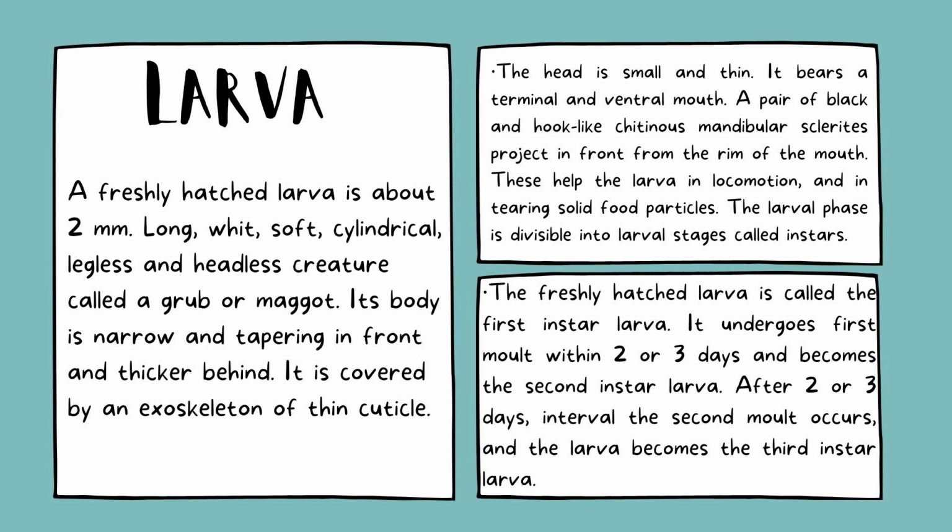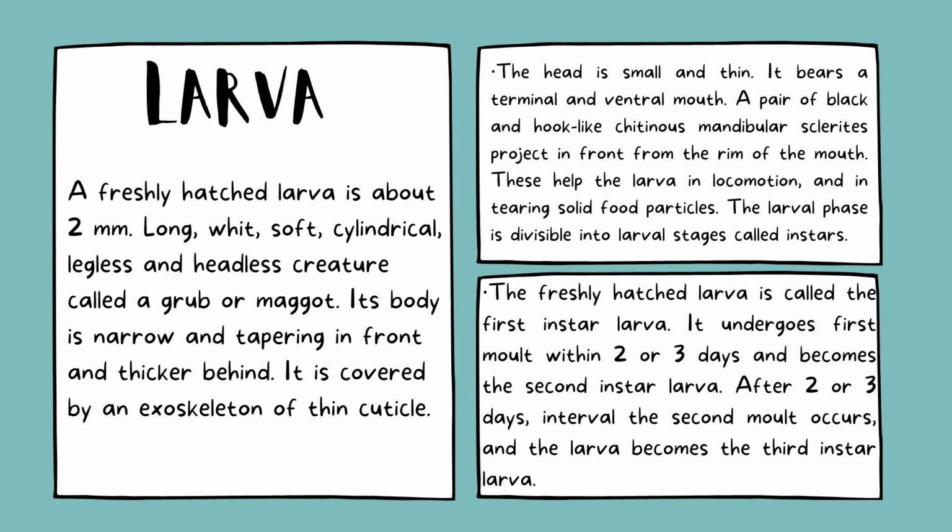It is covered by an exoskeleton of thin cuticle. The head is small and thin. It bears a terminal and ventral mouth. A pair of black and hook-like chitinous mandibular sclerites project in front from the rim of the mouth. This helps the larva in locomotion and in tearing solid food particles.